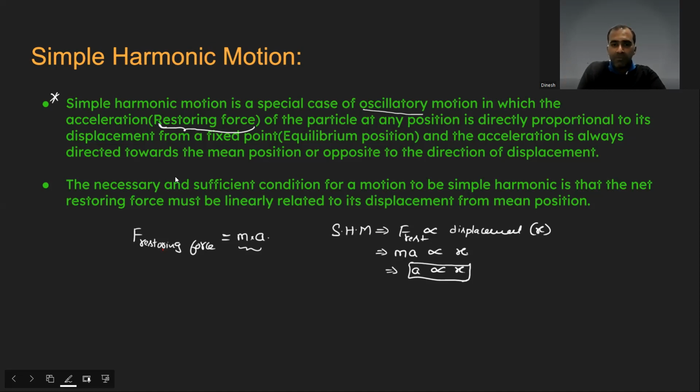How is the displacement measured? A particle oscillates with respect to equilibrium position. Let me take this. There is a space here, and I'm saying this is the mean position. The particle starts oscillating from here. It goes to here, it comes back, then it goes to this side and comes back. This keeps happening. This is what we call oscillation, or specifically, if it satisfies this condition, we call it simple harmonic motion.